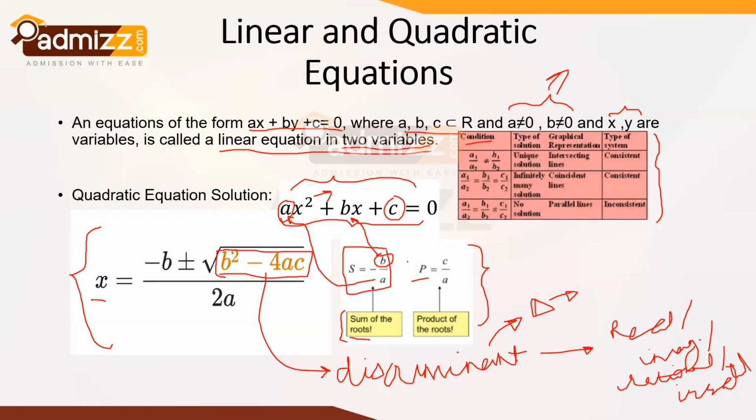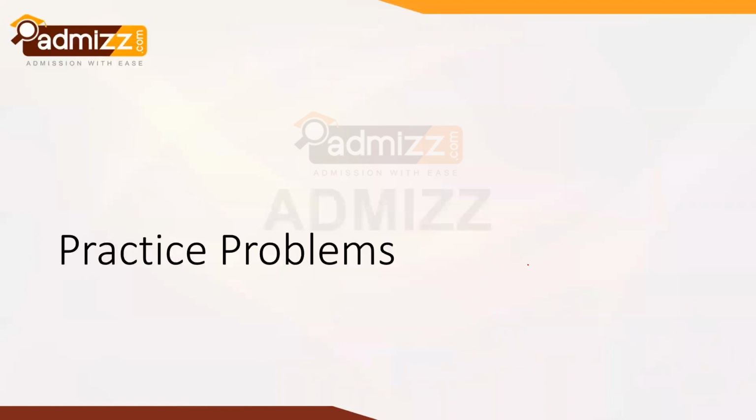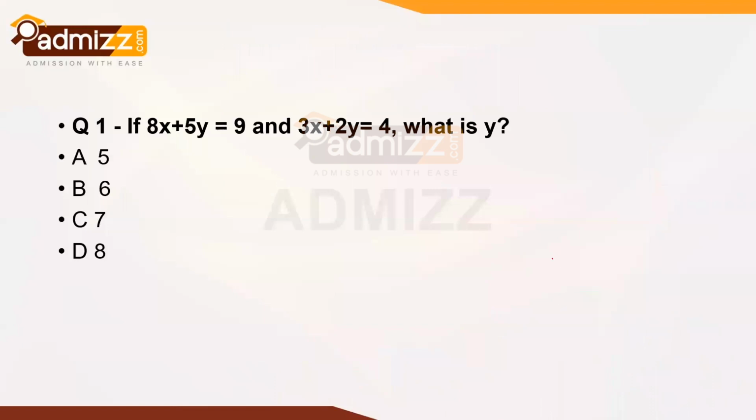Minus b over a is the sum of the solutions or roots, and c over a is the product of the solutions or roots, right? So with this said, I think we are good to move on to the practice problems involving quadratic and linear equations. Take a look at this problem and try solving this. I'll be giving you guys a few minutes.